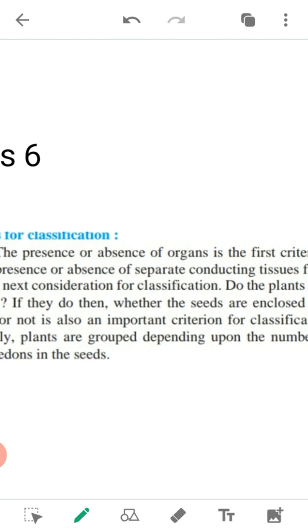The presence or absence of organs is the first criterion for classification of plants. The presence or absence of separate conducting tissues for conduction of water and food is the next consideration for classification.